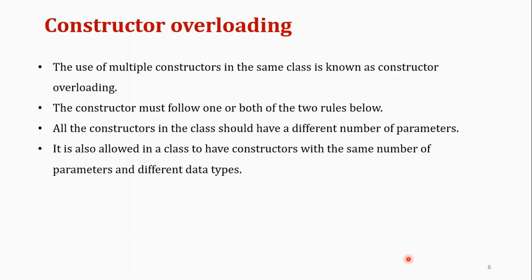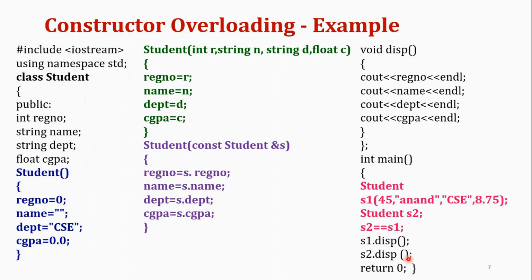The constructors must follow the constructor rules we know. All the constructors in the class should have a different number of parameters, then only can we say it is overloading. It is also allowed for a class to have constructors with the same number of parameters but different data types. Let us see the example, we'll understand easily.